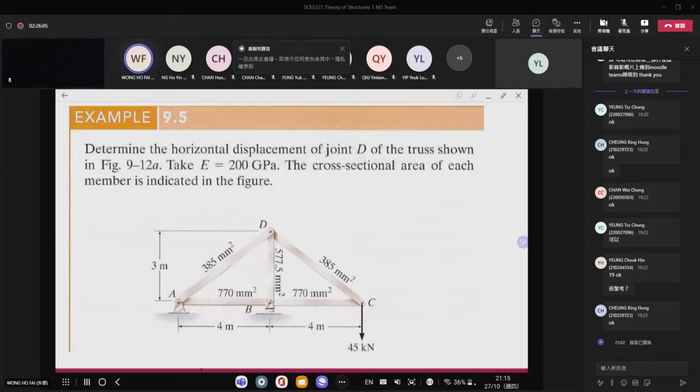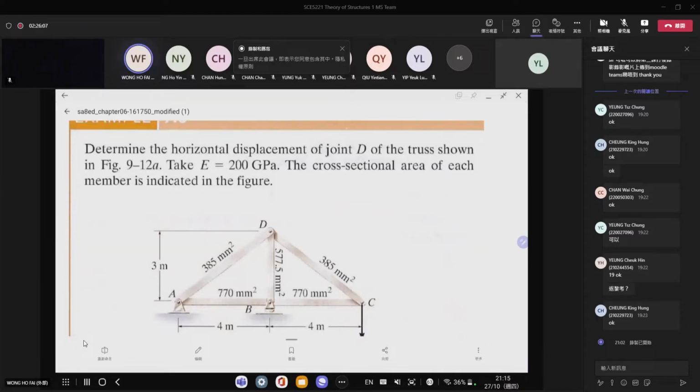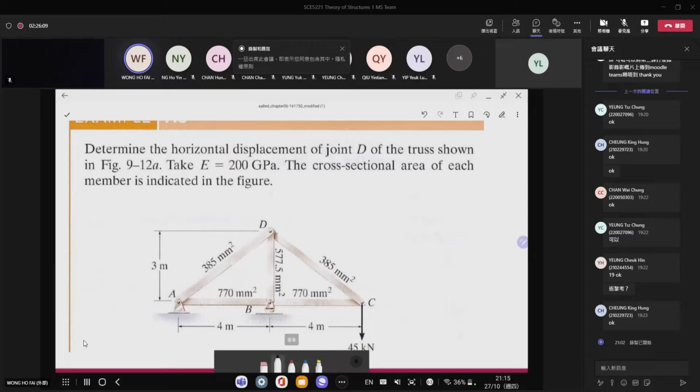So for this one, if you want to find the horizontal displacement at the joint D, what do you need to do? As I mentioned, you should add a force P at the location where you want to find the deflection. So for here, you will add at the point D, and add a force P right there. Then you can find the support reaction in terms of P and the member force in terms of P.